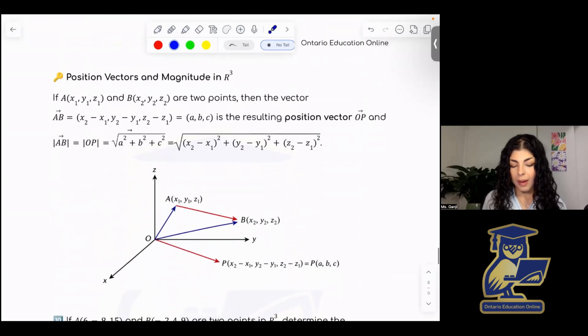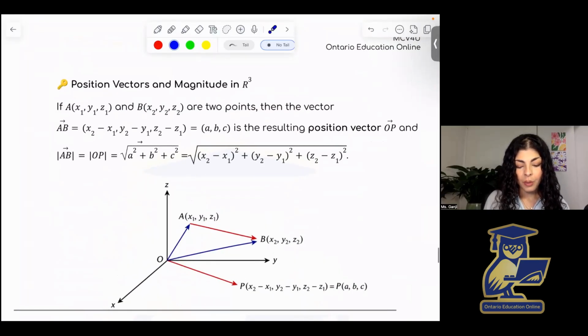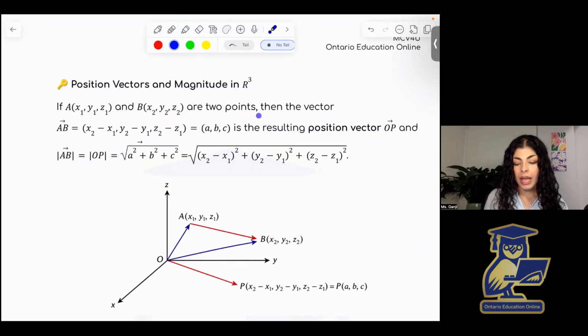Finally, our last concept from R squared was the position vectors and magnitudes in R cubed. So if you're given two points, A and B, with components x1, y1, z1, and B is x2, y2, z2, and again, these are points, not vectors, but the resulting vector from A to B can be given by the difference of their components. So x2 minus x1, y2 minus y1, z2 minus z1. And if we let this be equal to ABC, this is now the resulting position vector OP.